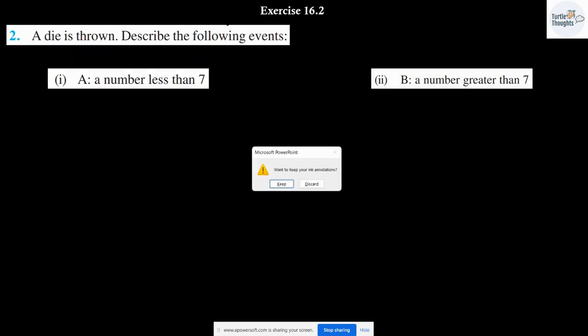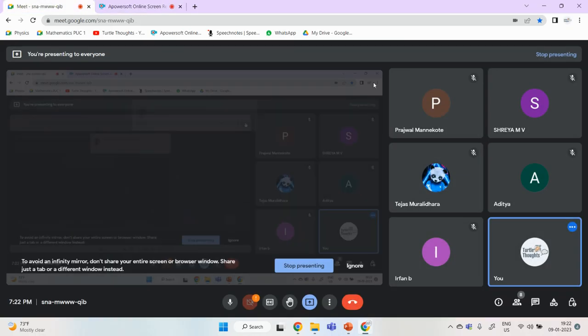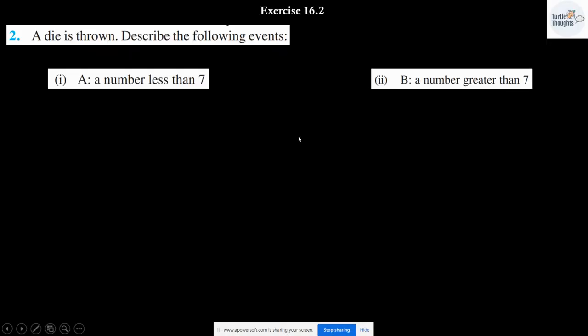Question number 2. A die is thrown. Describe the following events. The first, A. Event A is a number less than 7. When a die is thrown, let me start by writing the sample space. I can write that as 1, 2, 3, 4, 5, 6.